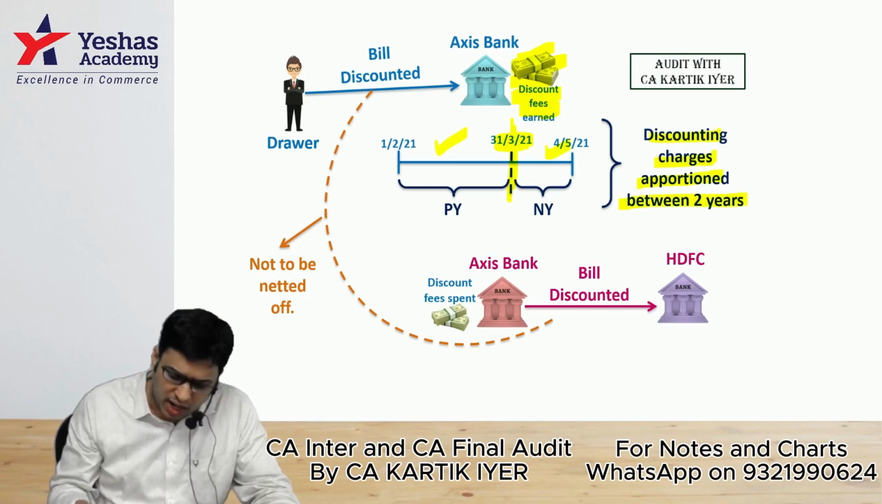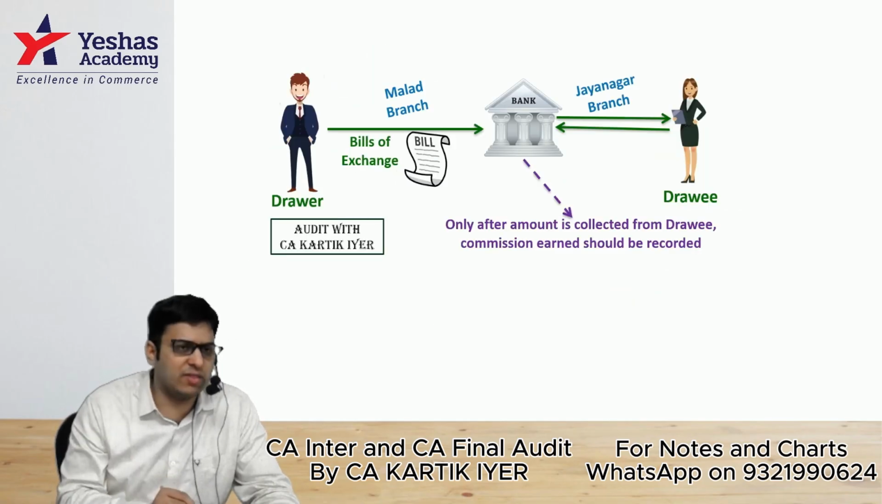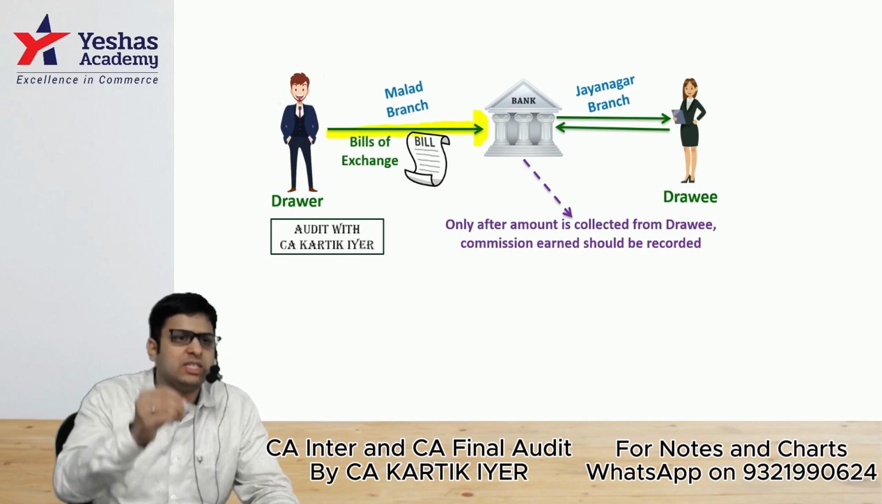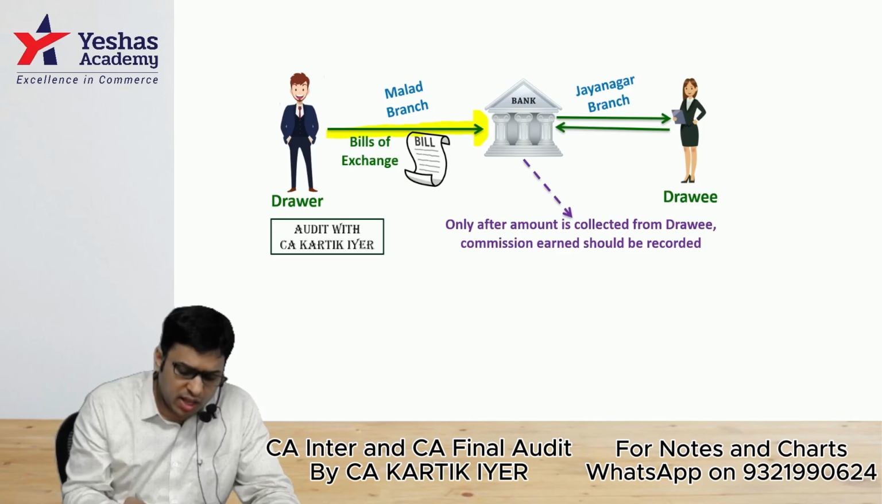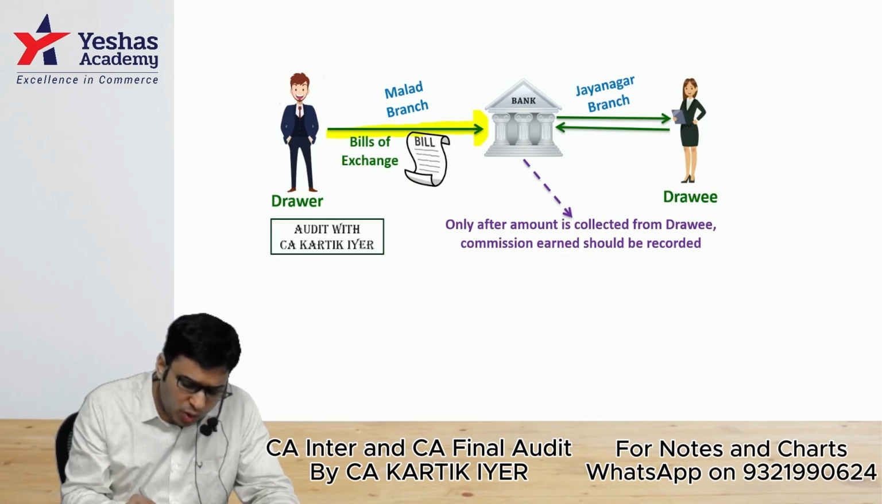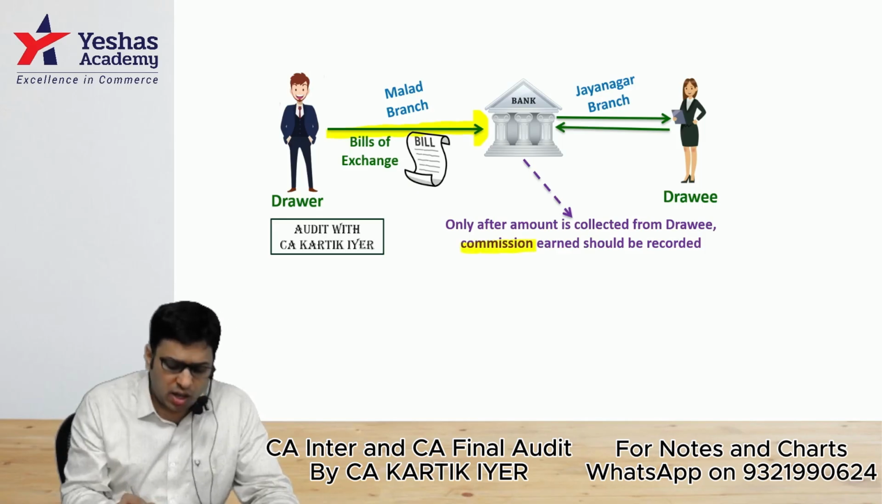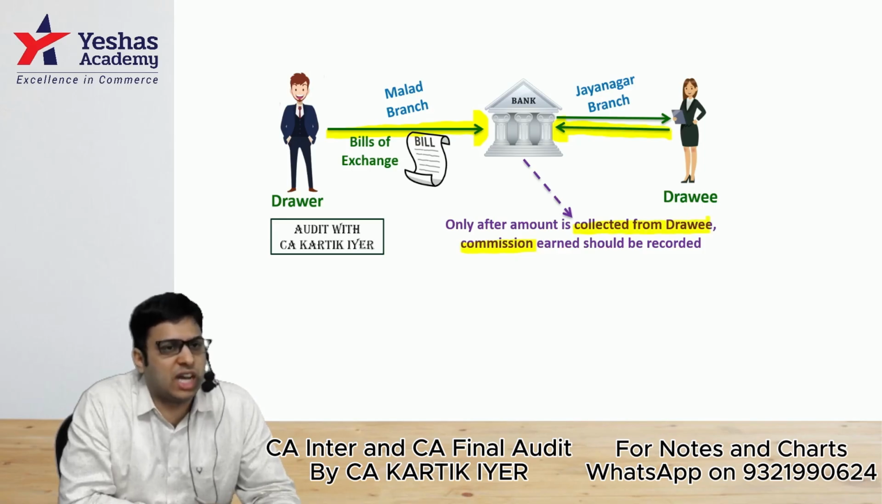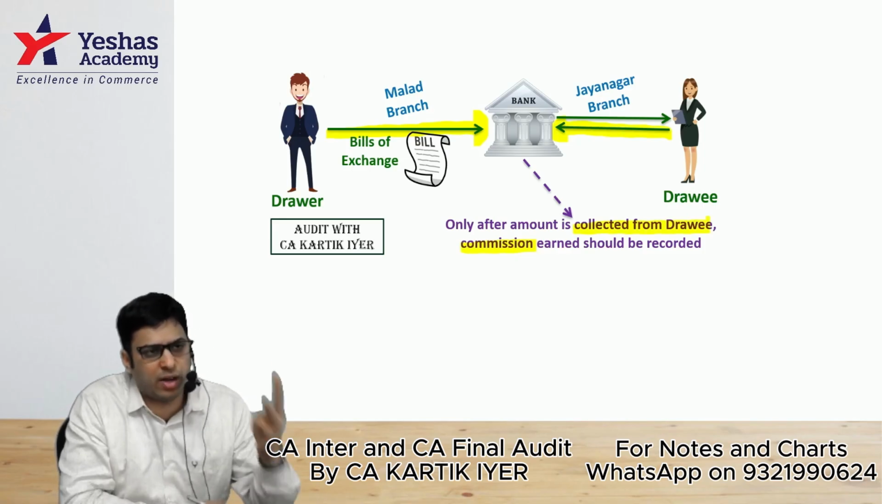Concept number 4, again a very simple one, that was bills for collection. When the drawer gives the bill to the bank and tells it, please collect the money from the drawee, the bank can charge its commission only after the money is collected from the drawee. Only when the drawee gives the money, the bank can charge its commission charges for bills for collection. This is concept number 4.